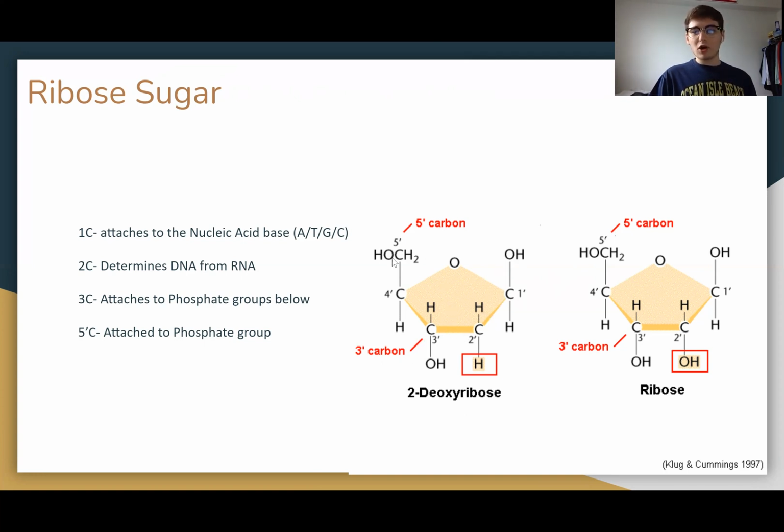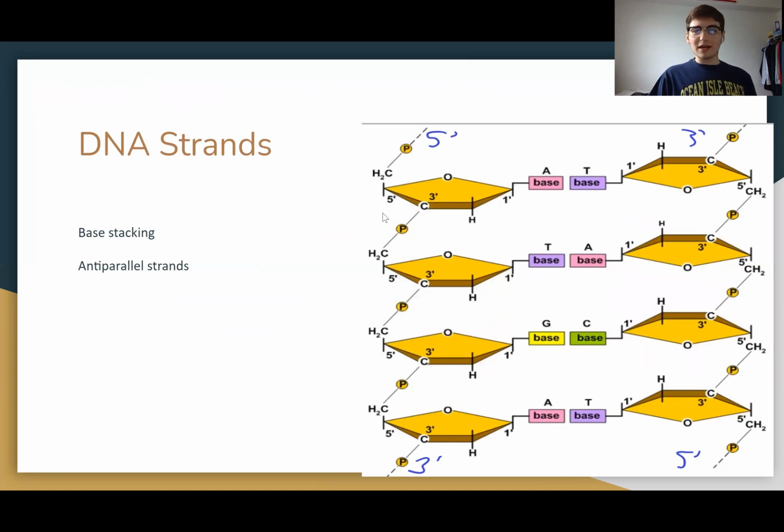And then our 5' carbon is going to do the same, but it's going to be up top and it's going to attach to the next phosphate group above it. So DNA strands have base stacking. So these are organized in very specific ways so that they minimize the forces that are trying to pull our DNA apart. It's a very big stabilizing factor.